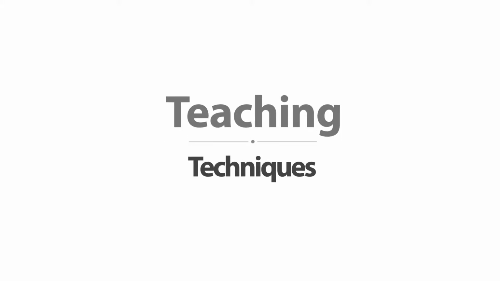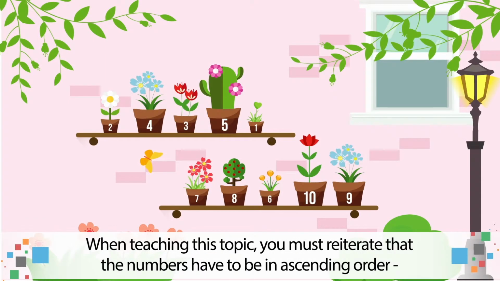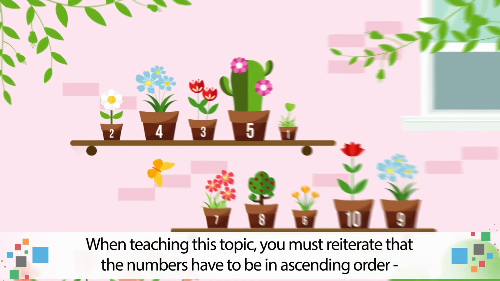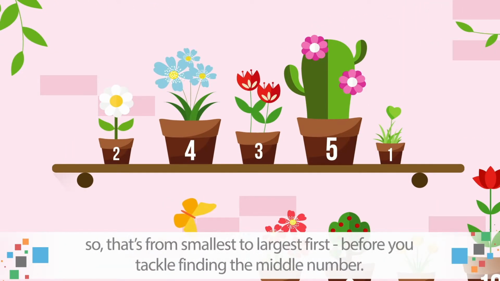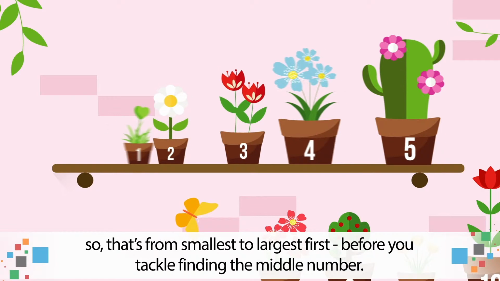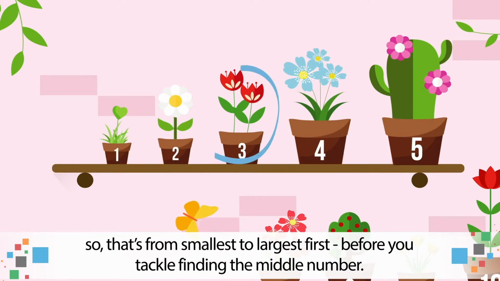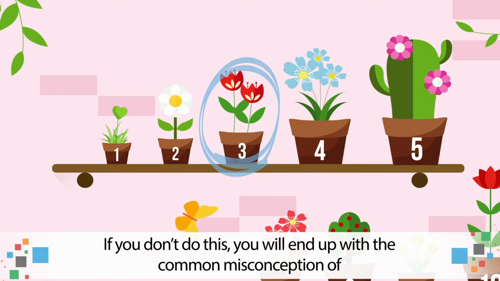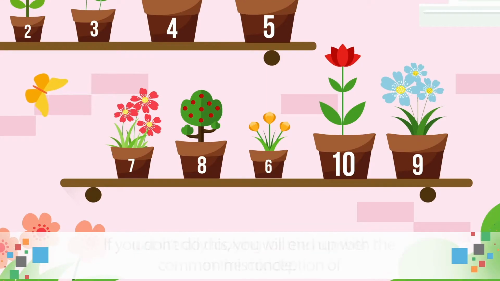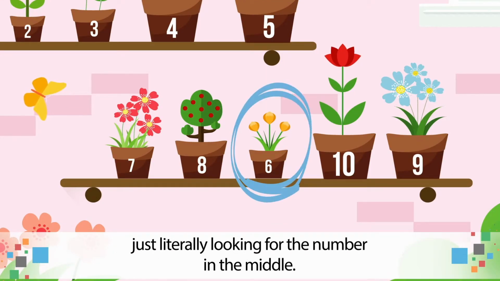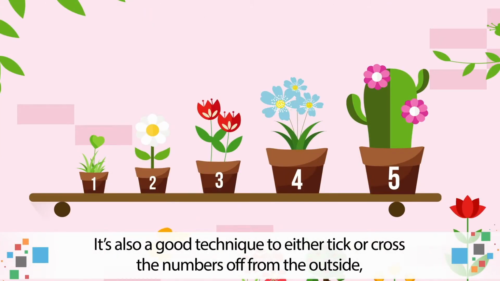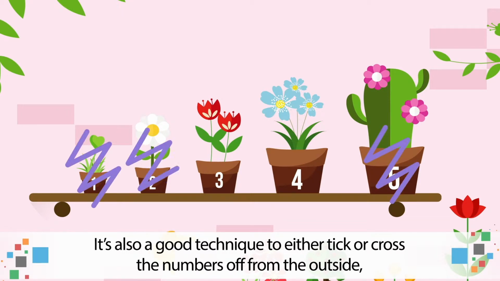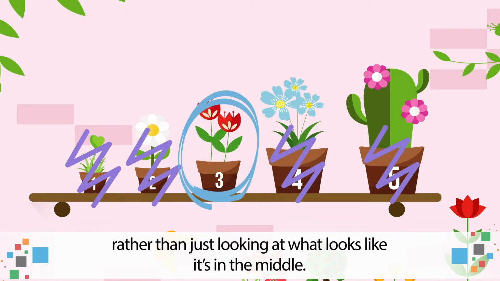Teaching techniques. When teaching this topic, you must reiterate that the numbers have to be in ascending order. So that's from smallest to largest first, before you tackle finding the middle number. If you don't do this, you will end up with the common misconception of just literally looking for the number in the middle. It's also a good technique to either tick or cross the numbers off from the outside, rather than just looking at what looks like it's in the middle.